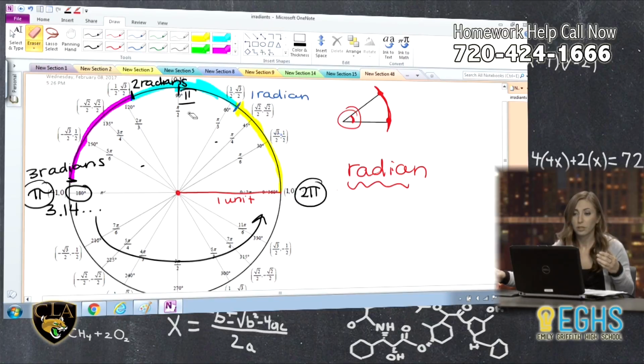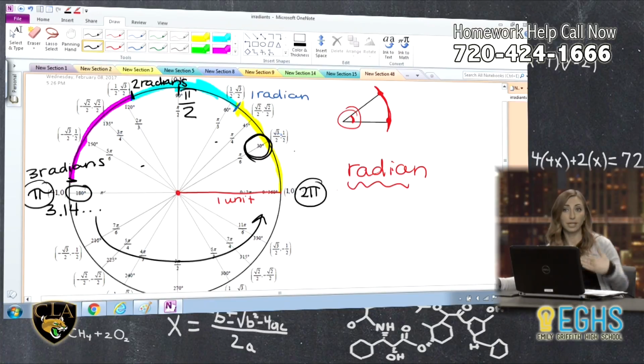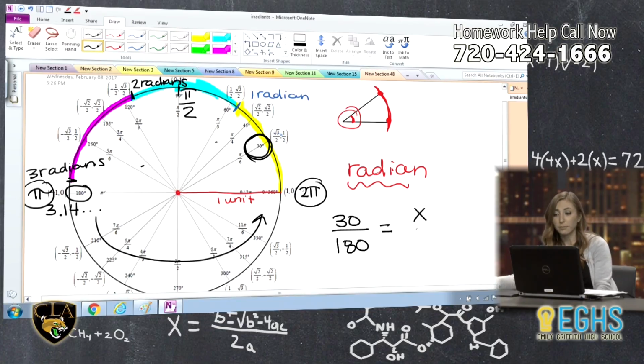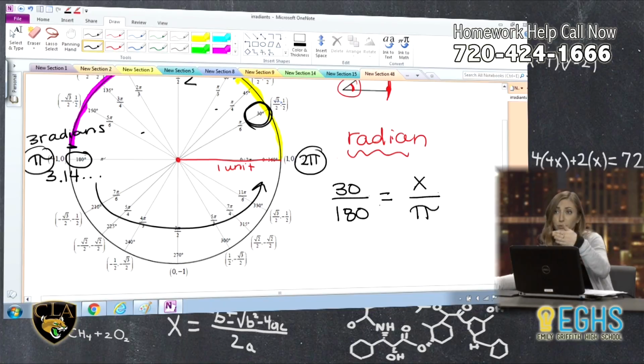Oops, not 3, 2. So let's say I wanted to know 30 degrees. If I know how 30 degrees is related to 180 degrees, what fraction it is, 30 out of 180 degrees, I would know how many radians, I'm going to say x, there are in pi, in half of our circle, not the whole thing. So it's a proportional relationship. I can set up a proportion, since 180 degrees and pi radians are the same. And I want to know how many radians are 30 degrees out of 180. It's a simple problem to solve.